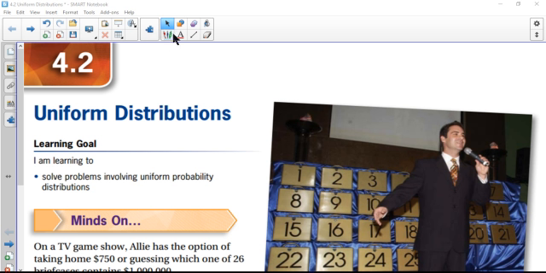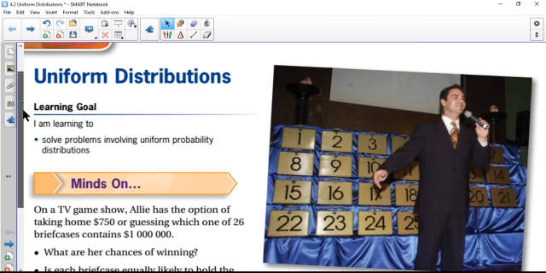So today we're going to look at uniform distributions. This lesson isn't as intense as the other ones. I mean, the first one was kind of intense because we talked about a lot of new things. There's only a couple new things that we're going to talk about here. So let's go ahead on to it.